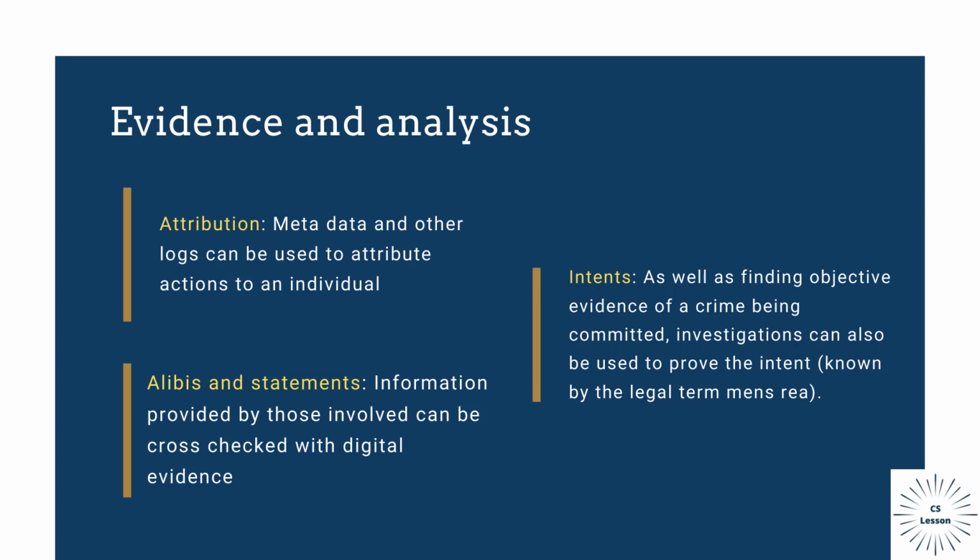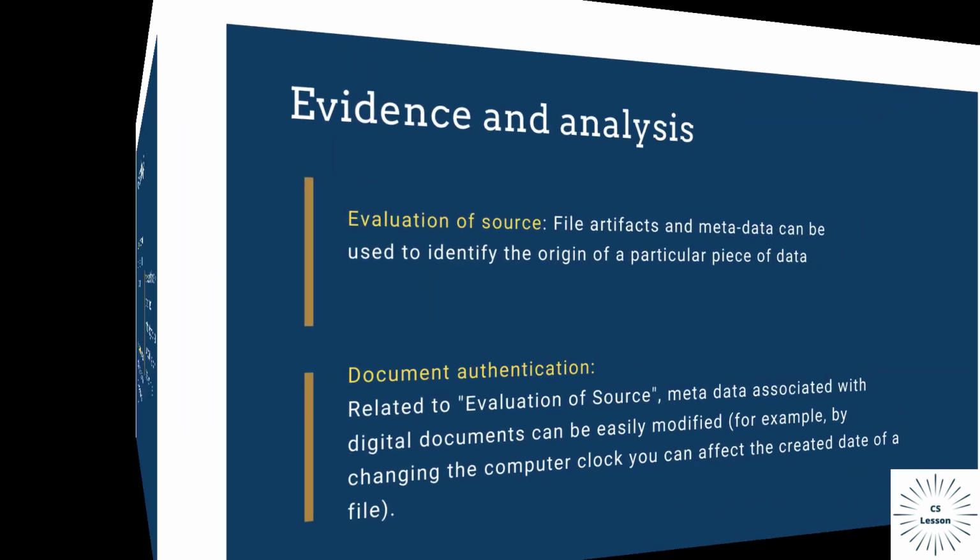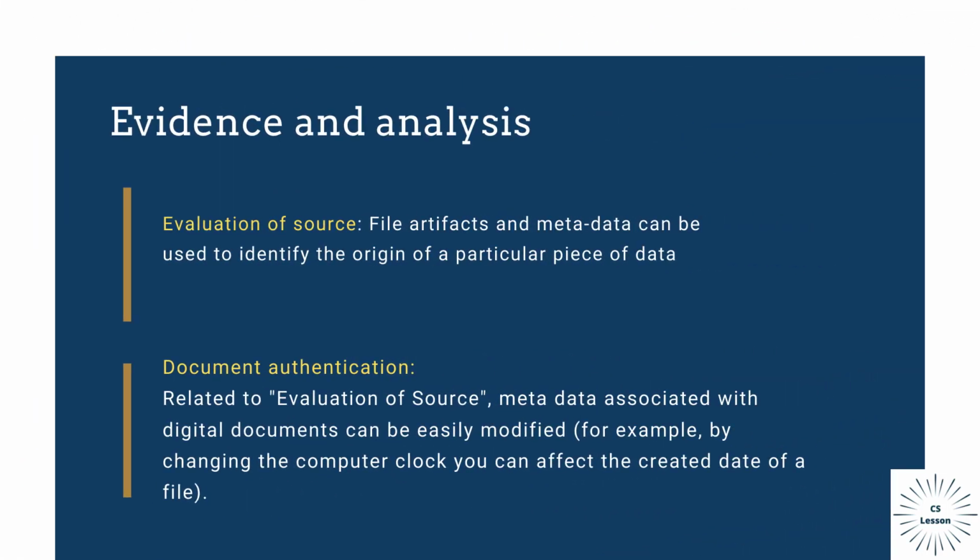Intents: as well as finding objective evidence of a crime being committed, investigations can also be used to prove the intent, known by the legal term mens rea. For example, the internet history of convicted killer Neil Entwistle included references to a site discussing how to kill people. Evaluation of source file artifacts and metadata can be used to identify the origin of a particular piece of data. For example, older versions of Microsoft Word embedded a globally unique identifier.